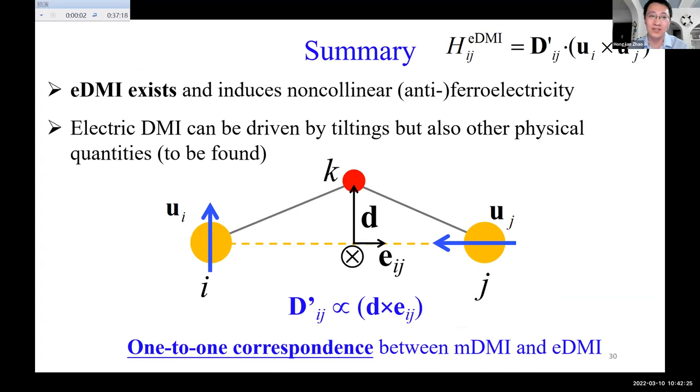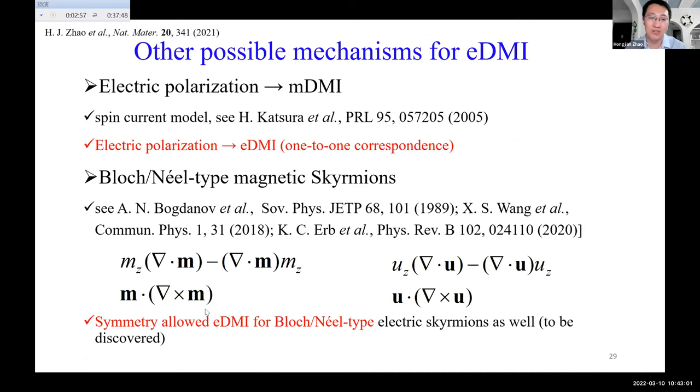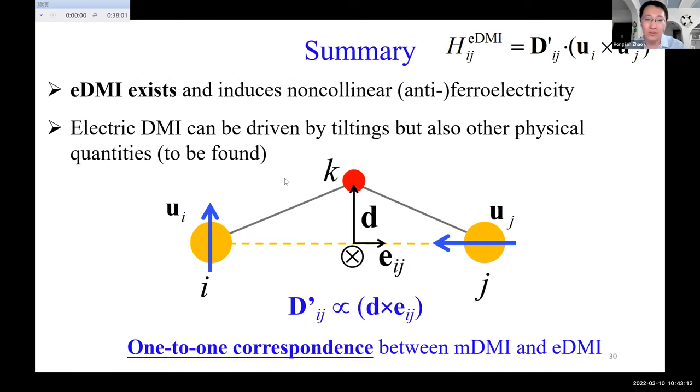So let's make a summary to finish this talk. We have proved that electric DMI exists, and it can induce some nonlinear ferroelectricity or antiferroelectricity. We also show that the electric DMI can be driven by tiltings, like the magnetic DMI driven by tiltings in samarium ferrite and some related materials. Not limited to that, electric DMI can also be driven by other physical quantities like the electric polarization and the non-uniform distribution of the electric dipoles, like the curl of the dipoles and the divergence of the dipoles.